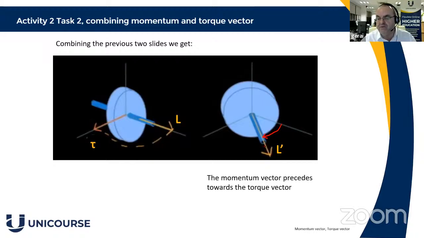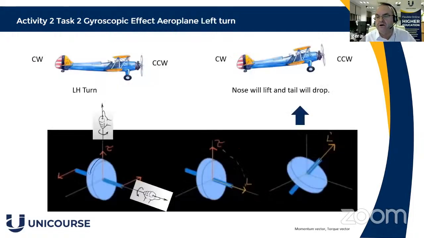Now that we've understood the basic principles, I'm going to apply it to a couple of examples, and hopefully that'll drive home the message. So look at this aeroplane. It has an engine and a propeller, so there's a rotating mass. Looking at the front, it's a counterclockwise direction. From the back, it's clockwise. And we're going to look at it as if it does a left-hand turn. So looking from the top, it's going to turn towards the left, the front going away from us in the picture.